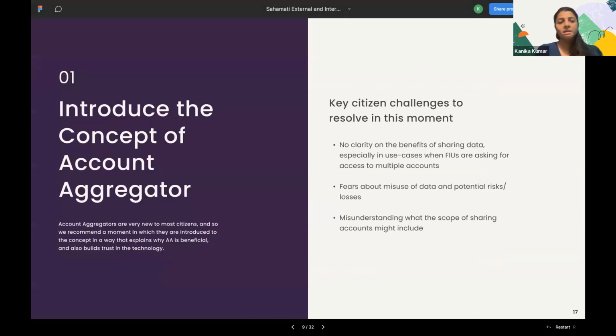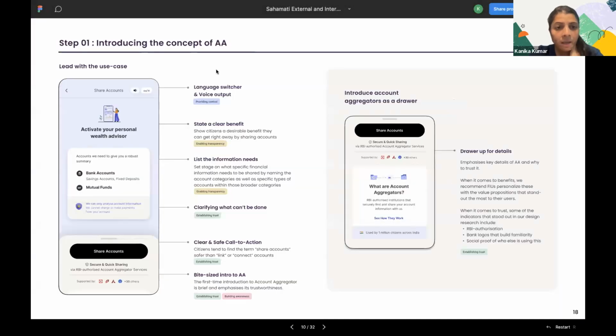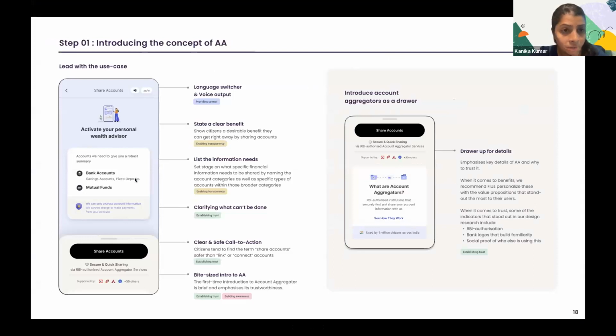So the first is around introducing the concept of account aggregator, which is a pretty high stake moment because it's really the moment when users make a decision to go through the journey or not. And what we realized were some of the biggest challenges for users in this moment was there was no clarity around why they should be sharing data via account aggregator versus some other form of account sharing. There was fear around misuse of data and potential risks like, will this allow you to transact on my behalf? And so there was misunderstanding around the scope of what sharing an account really meant. And so here's the recommendation of what that first screen could look like when you're introducing account aggregator.